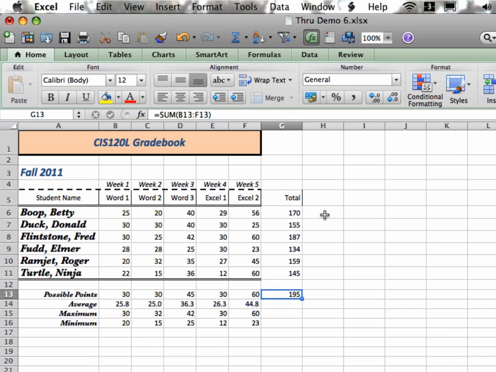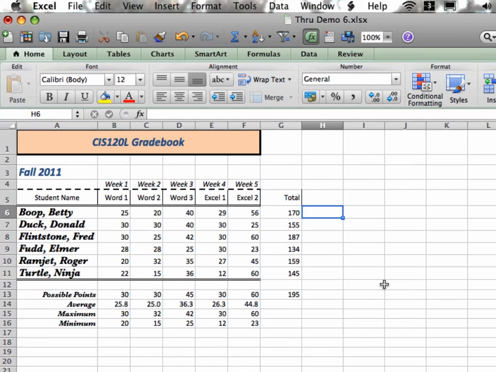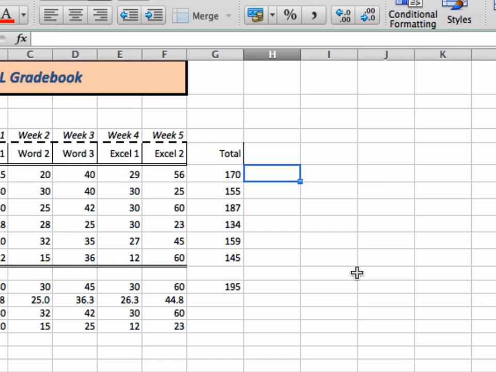So what is Betty's total? 170. What's the total scores? 195. So what would be her percent? 170 divided by 195. So we start out with the equal, but we're not going to use 170. We're going to use G6 divided by the total, G13. The enter key, and we get ourselves a decimal.